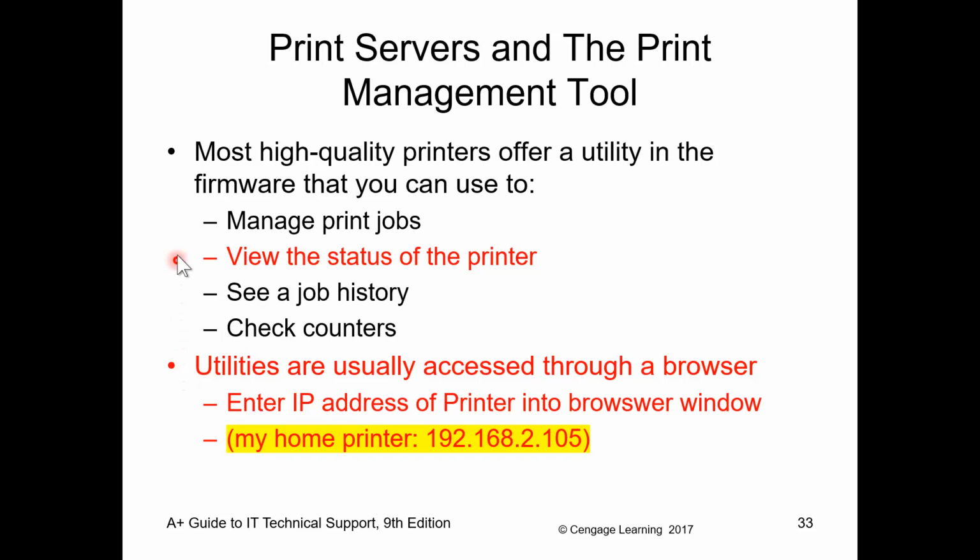Print servers and management tools. You can view the status of the printer. Utilities that come with your printer will let you look at the status. I already went here via IP address 190. This is in my home on my private network. My printer is 2.105.